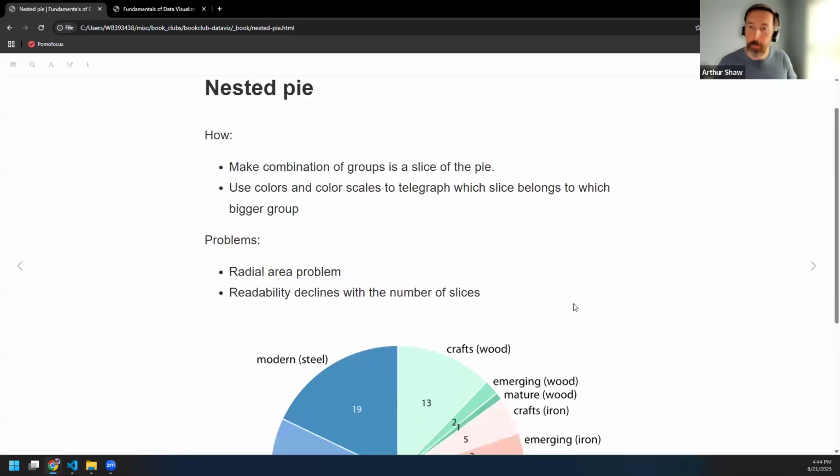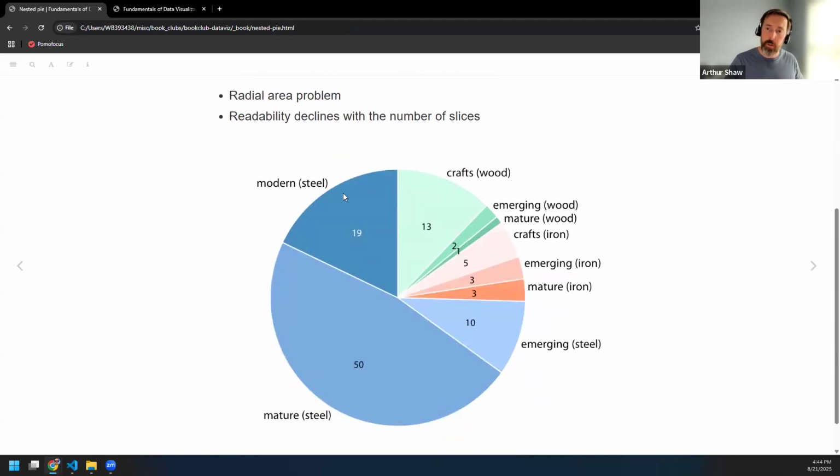Nested pies. So the author came up with this one strategy, and I'll come back to another later, time willing. The idea is that we could take every combination of groups and make each one of those a slice in the pie. And then we could easily discern the relative size of these. So here, all mature bridges that are made of steel, that's this big segment. All modern bridges that are made of steel, etc.